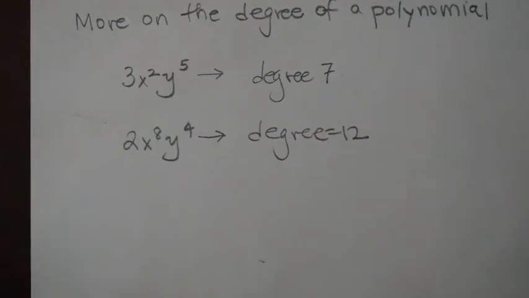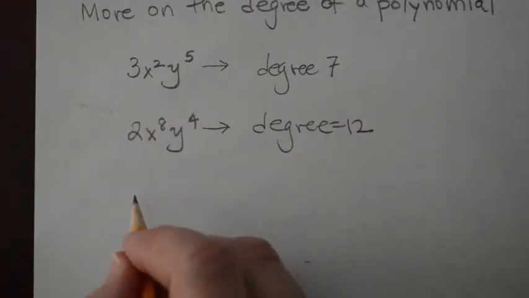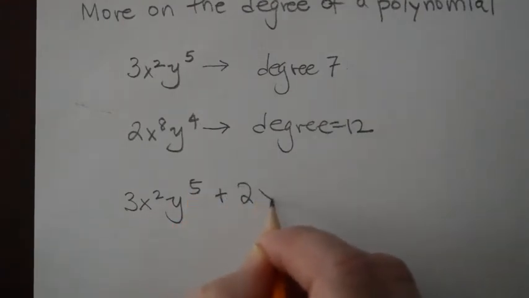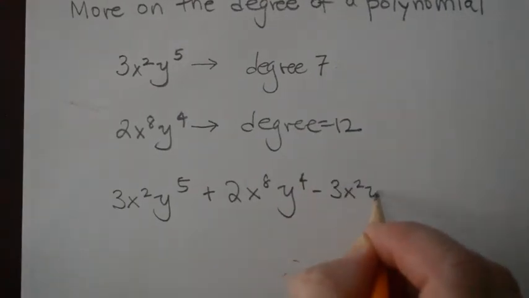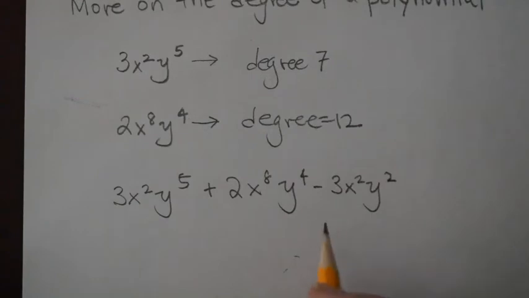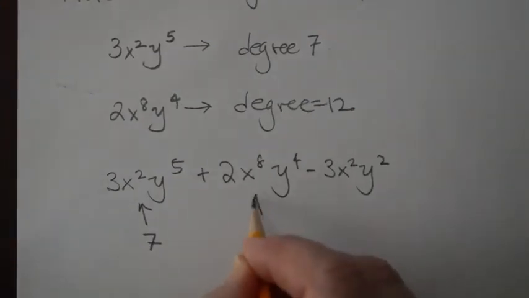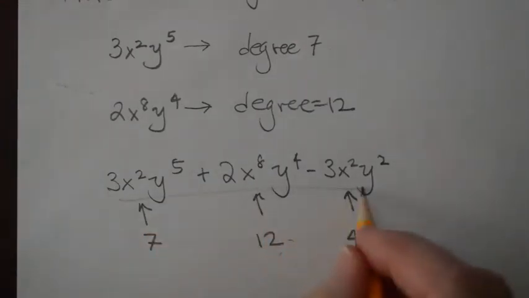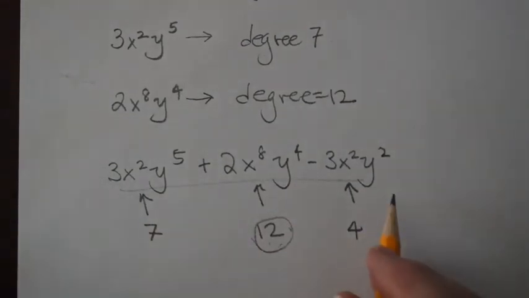All right, so if we had a polynomial that had many variables in it, so multiple terms here, so let's say we had 3x squared y to the fifth plus 2x to the eighth y to the fourth minus 3x squared y squared. To decide the degree of the polynomial when there's many terms here, we would say the degree of each term. So here the degree of this term is 7, the degree of this term is 12, the degree of this term is 4, so the degree of this whole polynomial would be 12. All right, it's just the highest of the terms that are listed.